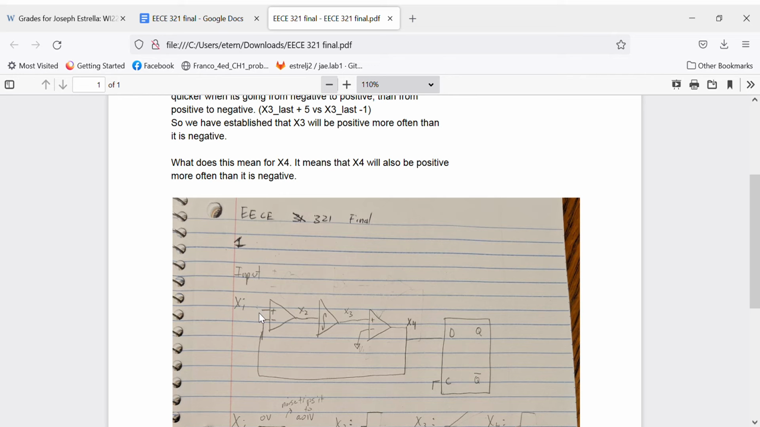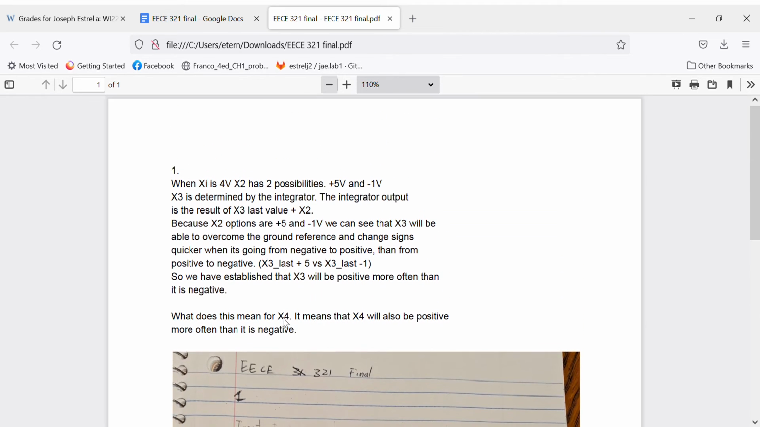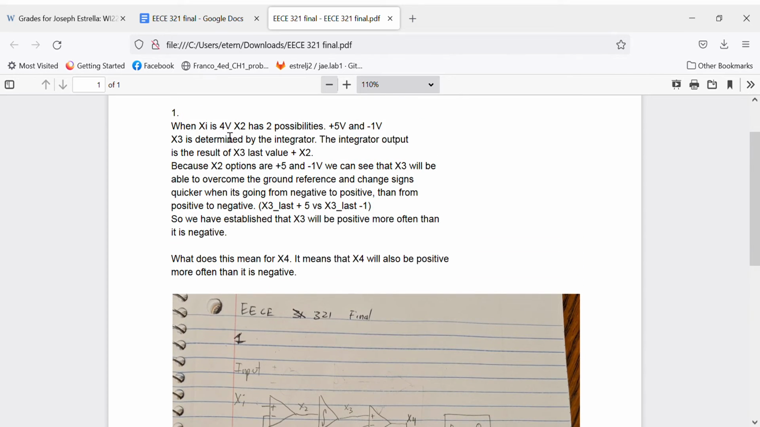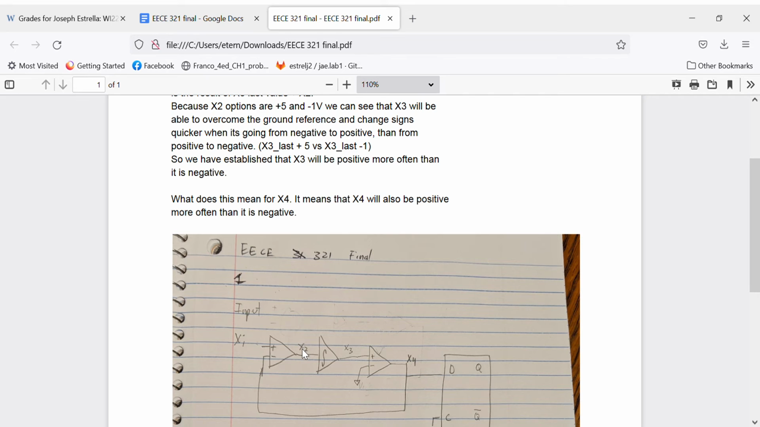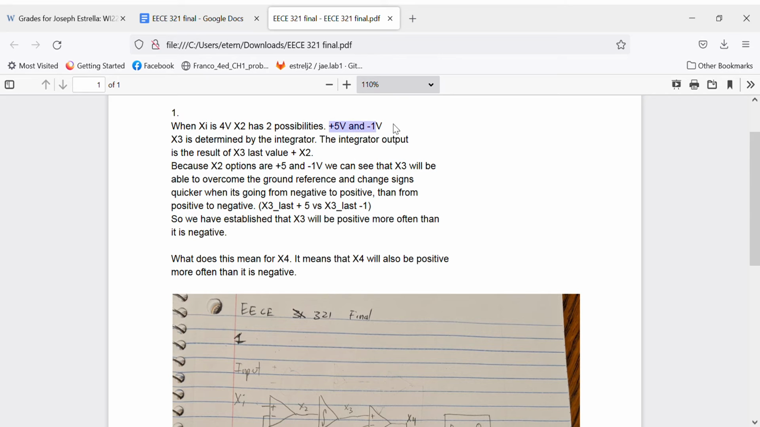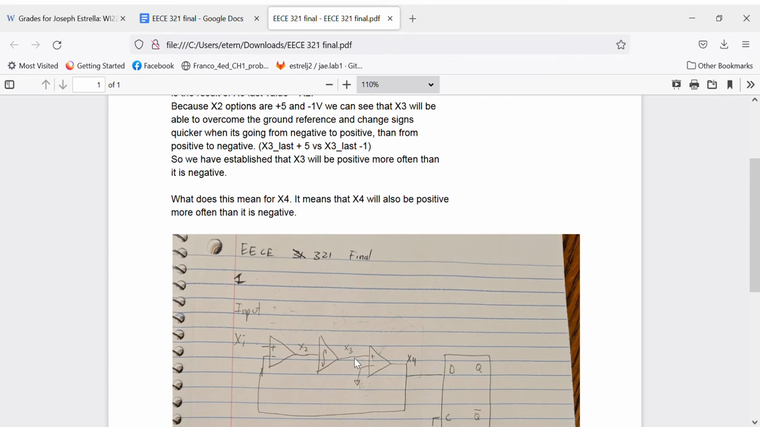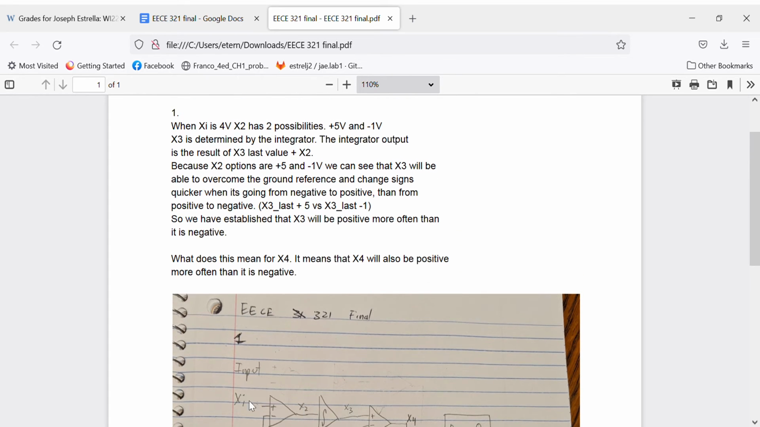So now let's look at what happens when x in is positive 4. When x in is positive 4, there are two possibilities for the x4 node, and two different possibilities for the x2 node, and those are positive 5 and negative 1. So now let's look at x3. Its next value is going to be x3 last plus x2, and when x in is 4, our two possibilities for x2 are positive 5 and negative 1.